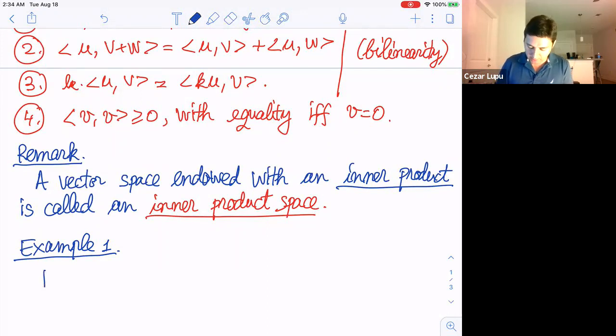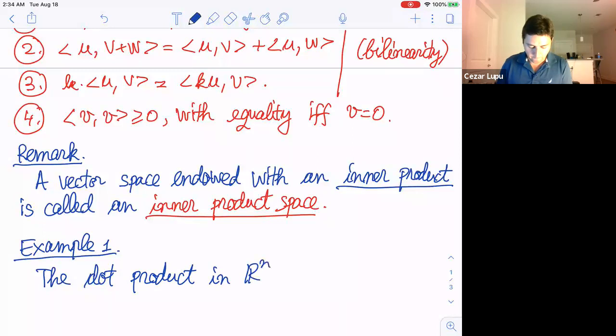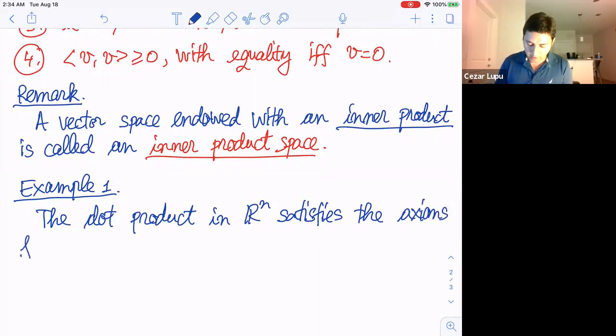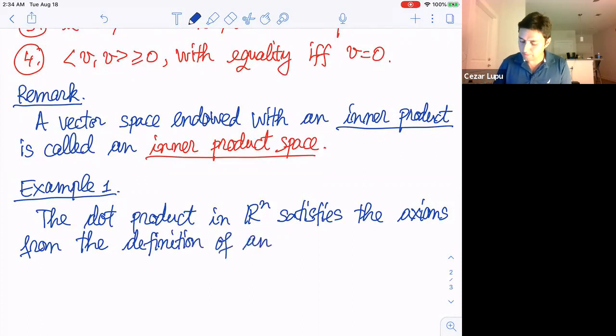Well, the dot product in Rn satisfies the axioms from the definition of an inner product. Well, it's quite easy to see this, right?